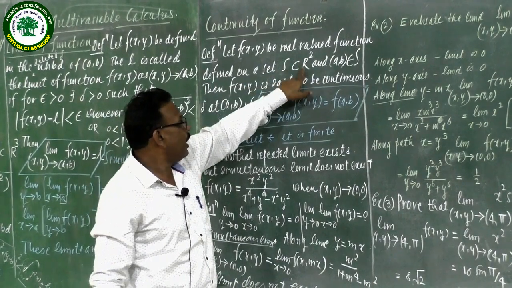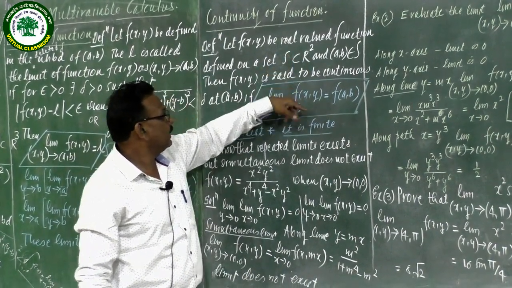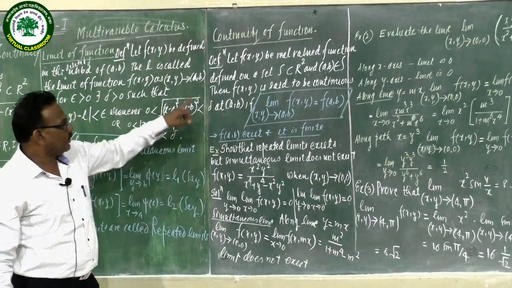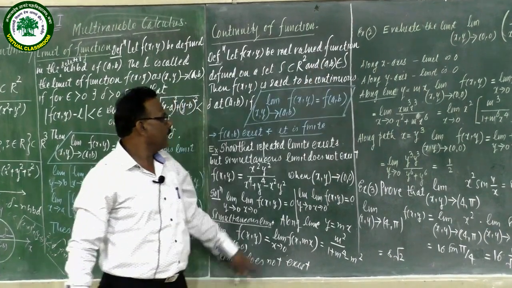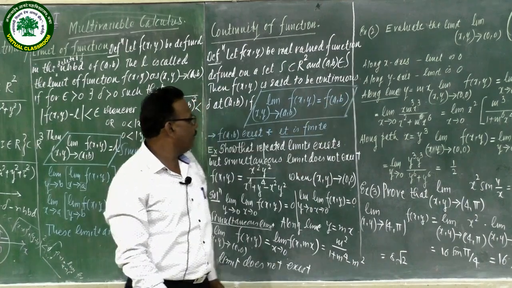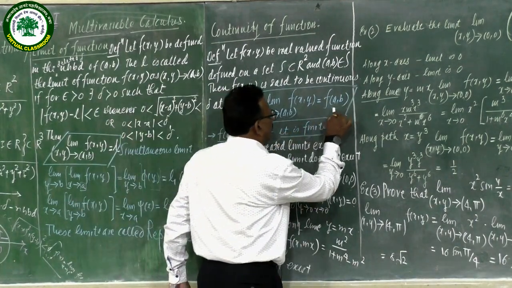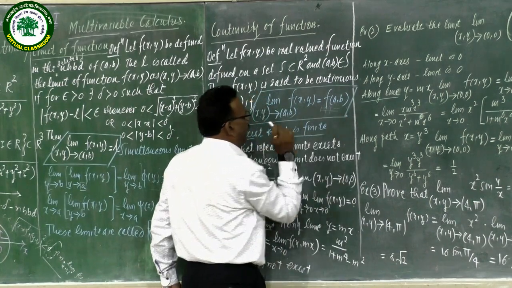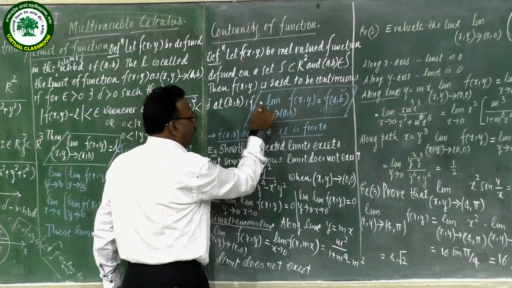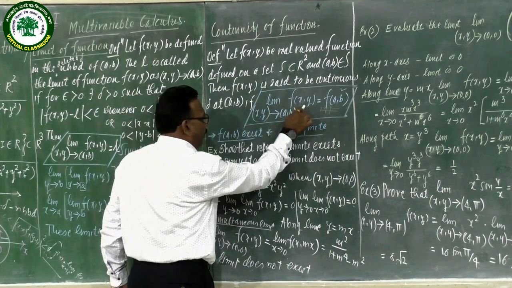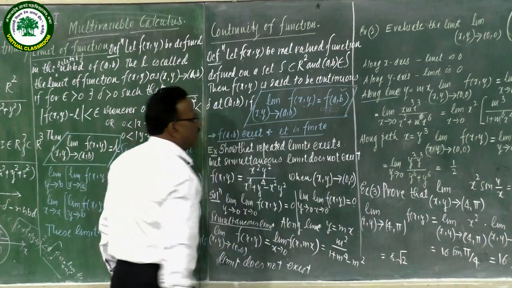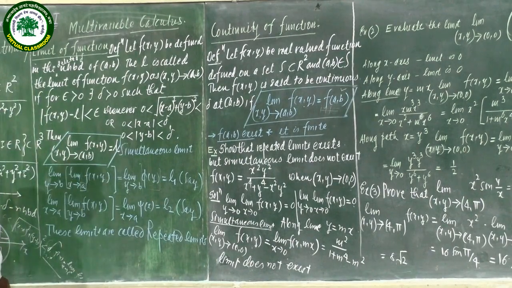Set S is a subset of R², that is region S, and (a, b) is an interior point, or a point in S. Then f(x, y) is said to be continuous at point (a, b) if the limit of the function is equal to the value of the function at point (a, b). That means the value of the function should exist at this point, and as (x, y) tends to (a, b), the limit of f(x, y) should exist and be equal to f(a, b). Then the function is said to be continuous at point (a, b).